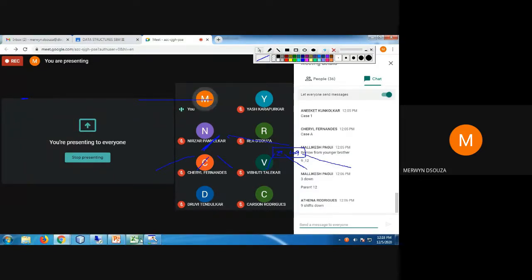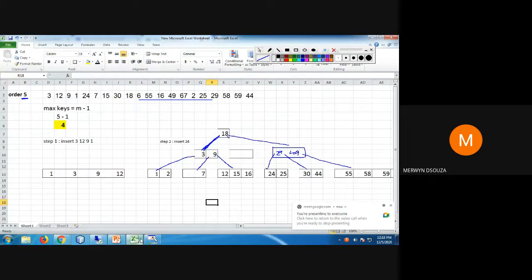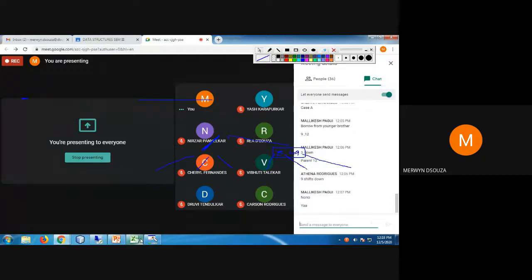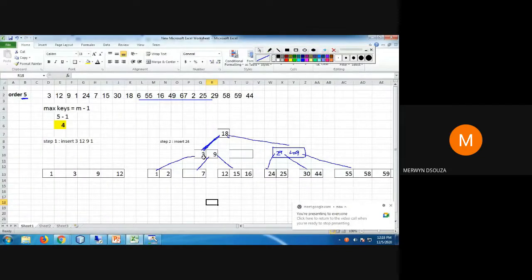9 shifts down. Correct. Malikesh, 9 shifts down, not 3. Okay, because you're borrowing from this brother. So this key is separating these two brothers. Okay, this is K, this is K, and this value will come down. 9 comes down, correct? So 9 will come down.